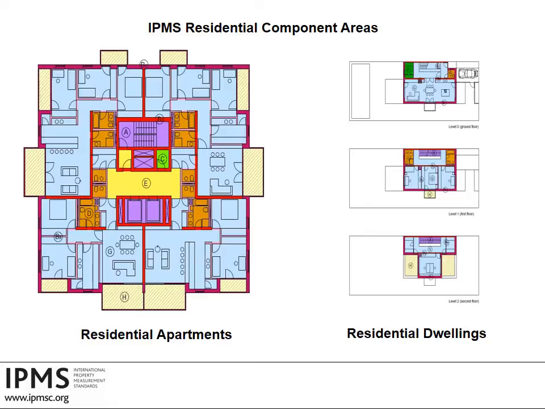From this diagram, you can see shaded the IPMS residential component areas for residential apartments and residential dwellings. If a component area is in multifunctional use, it's to be stated according to its principal use. Portions of the component areas may be classified as private, being reserved exclusively for one occupier, or shared, being available for the use of several occupiers, such as the common parts shown in the residential apartments diagram on the left.